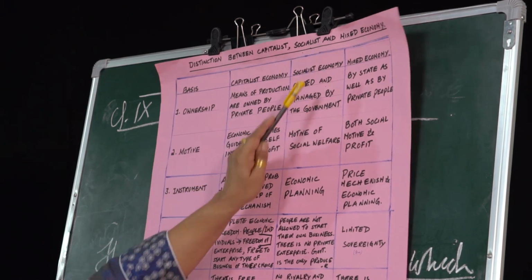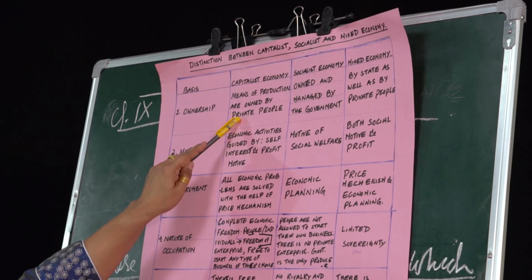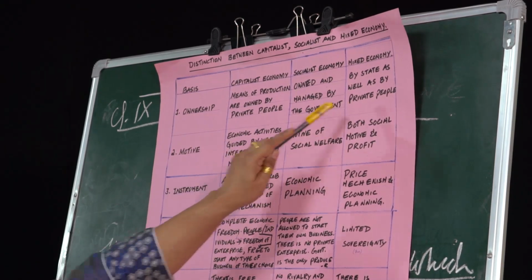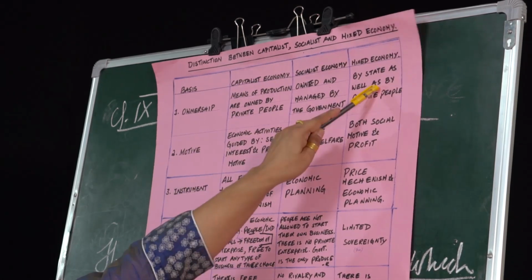In a socialist economy, it is owned and managed by the government. Very simple. Here, private individuals. Here, socialist means it is owned and managed by the government. Here, by the state as well as private individuals. So, a combination of both is here.